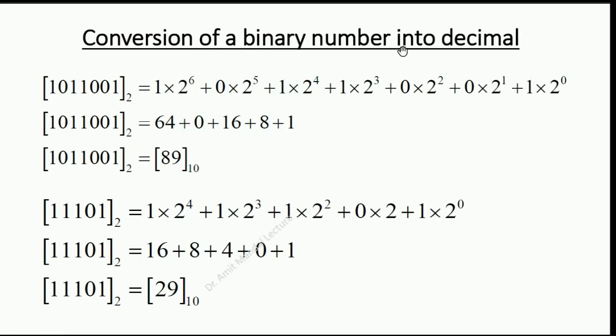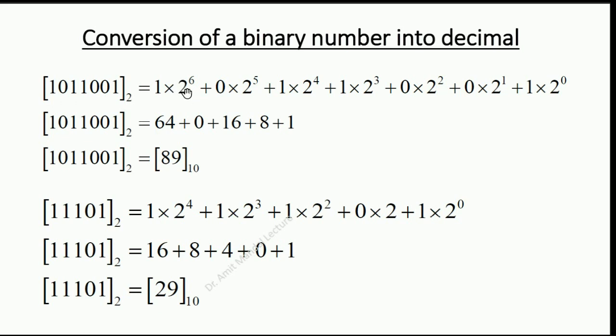Now conversion of a binary number into decimal can be done like this. Suppose the number is 1 0 1 1 0 0 1. This is the binary number. So how many digits are there in this? 1 2 3 4 5 6 7 digits are there. Now what you have to do? Take the leftmost digit, that is 1, multiply with 2 raised to the power of whatever the place number of this one is, that is the 7th place. Counting from this one toward the left hand side, this is the 7th place.